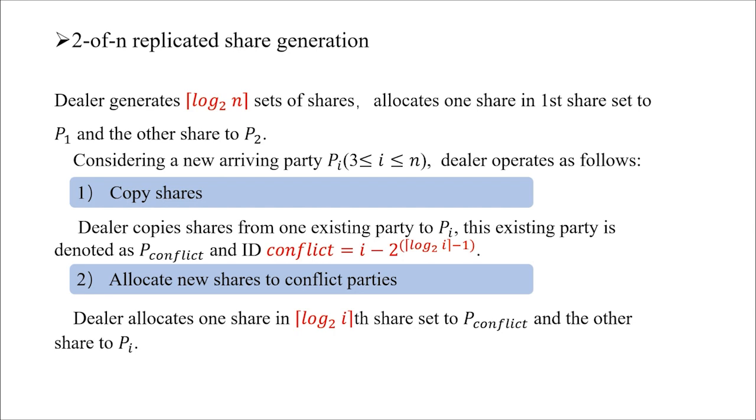Since our goal is to make parties possess a minimum number of shares, we choose one of the parties currently holding the minimum number of shares as P_conflict. Step 2: allocate new shares to the two conflict parties. Since Pi and P_conflict hold the same shares, they cannot reconstruct the secret. To solve this, the dealer allocates one share in the log2 i-th share set to P_conflict and the other share to Pi.